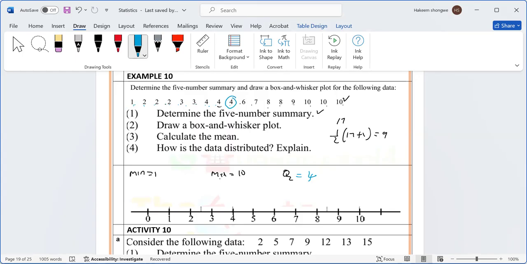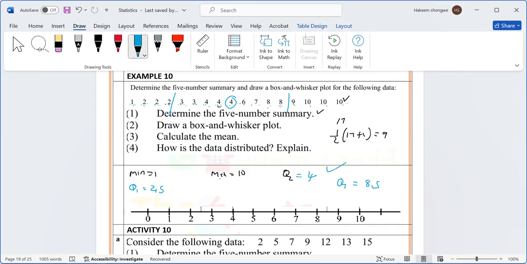Okay, let's check. How many values are still remaining? 1, 2, 3, 4, 5, 6, 7, 8. So we have 8, so we're going to say 1, 2, 3, 4, and 1, 2, 3, 4. So what is going to be our Q1? It's going to be 2.5. Then again, 1, 2, 3, 4 and 1, 2, 3, 4. What is going to be Q3? 8.5. Okay, this is going to be our 5-number summary.